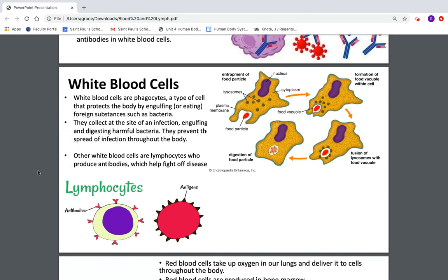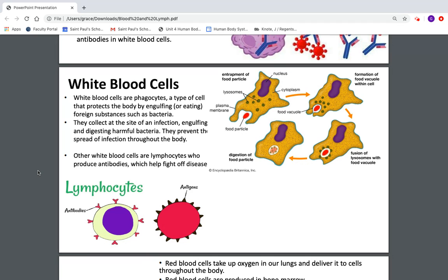There is also another type of white blood cell. These are called phagocytes. Phagocytes are a type of cell that protects the body by eating foreign substances such as bacteria. So essentially, the cell can just come around and completely engulf what it wants to eat. It might seem like a food particle to the cell. It might recognize it as being harmful, and it basically surrounds it, takes it into the cell, digests the bacteria, and this prevents the spread of infection throughout the body.